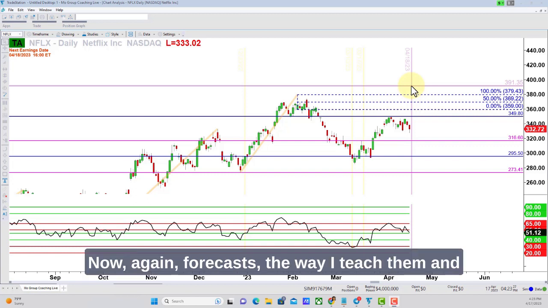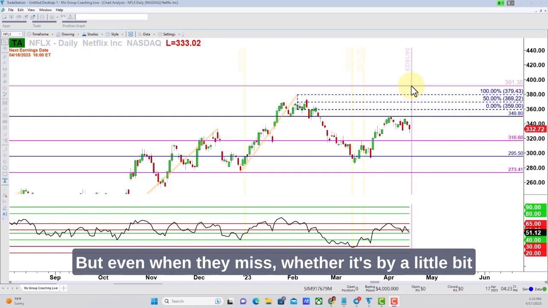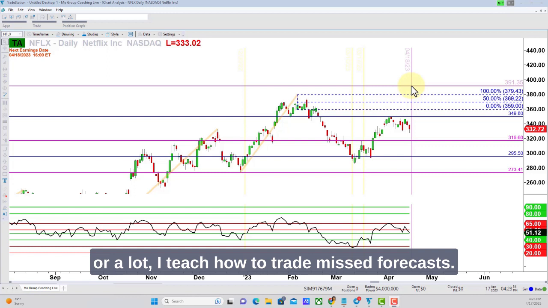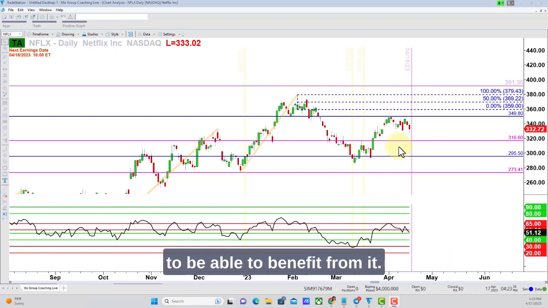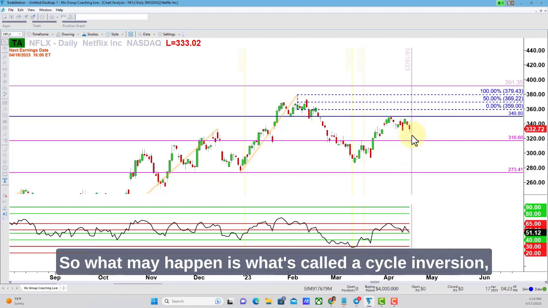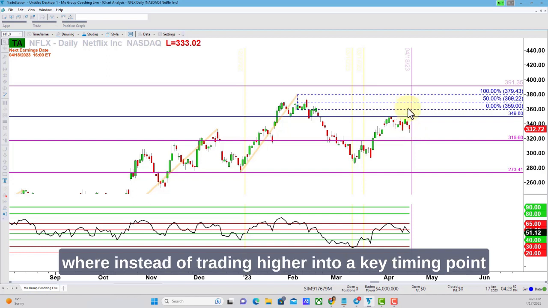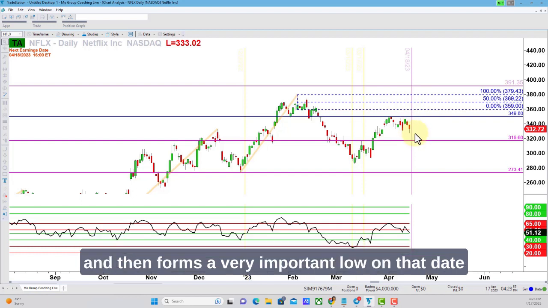Now, again, forecasts, the way I teach them and use them, they don't work 100% of the time, but even when they miss, whether it's by a little bit or a lot, I teach how to trade missed forecasts. So there's information that you can pull here to be able to benefit from it. And what I want to focus on here is that we are in a corrective pattern lower. We're coming into the timing date. So what may happen is what's called a cycle inversion, where instead of trading higher into a key timing point that's part of a forecast, the market actually trades lower and then forms a very important low on that date, from which we could then set up a new forecast.